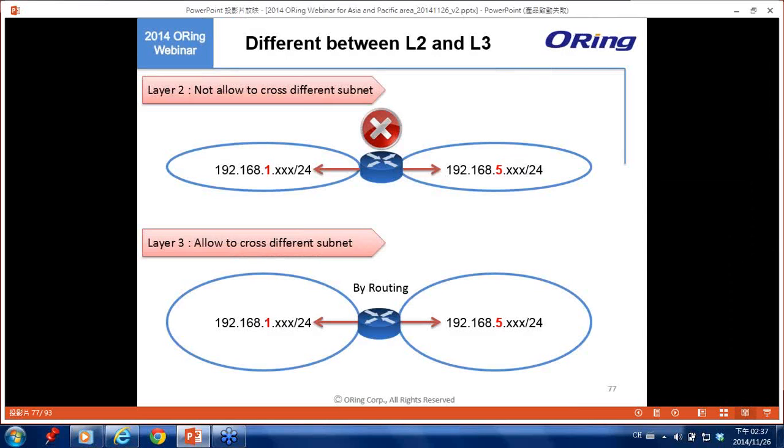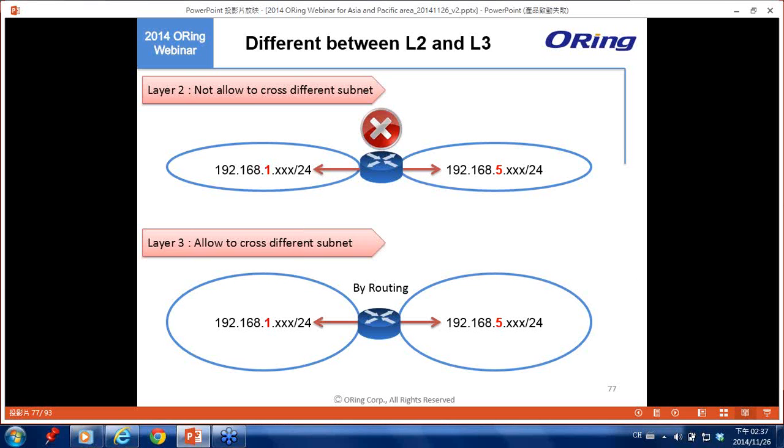The second difference is that layer 2 packets are not allowed to cross different subnets. You can see this picture. It cannot transmit packets between subnet 0.1 and 0.5. But if you're using a layer 3 switch, it allows packets to cross different subnets by routing. That's why subnet 1 can connect to subnet 0.5.